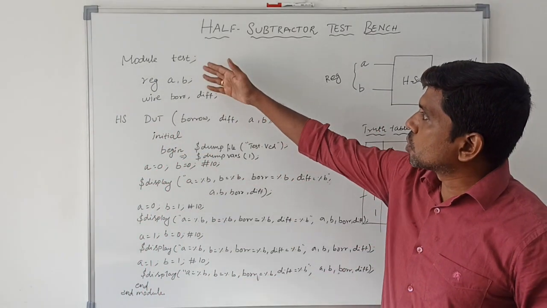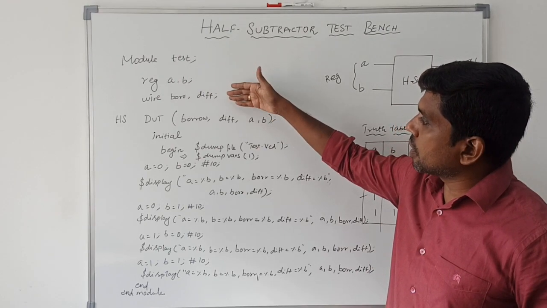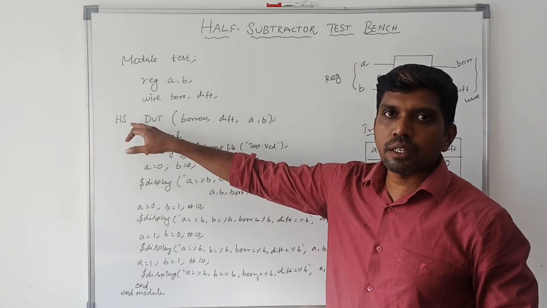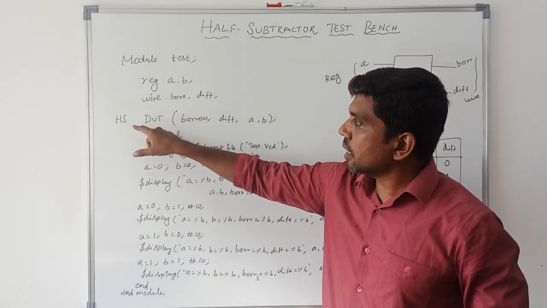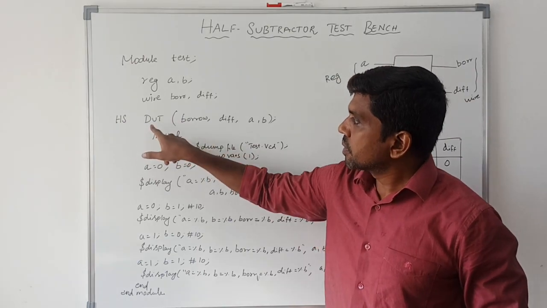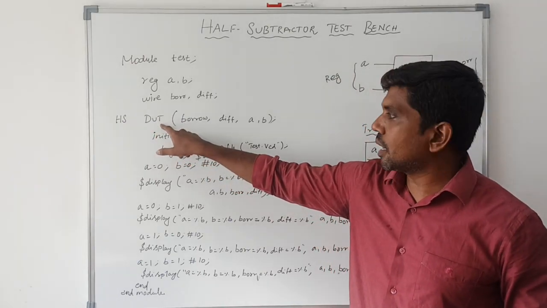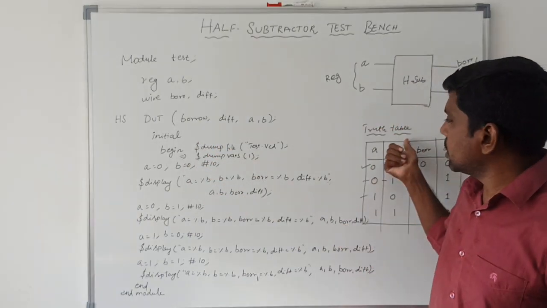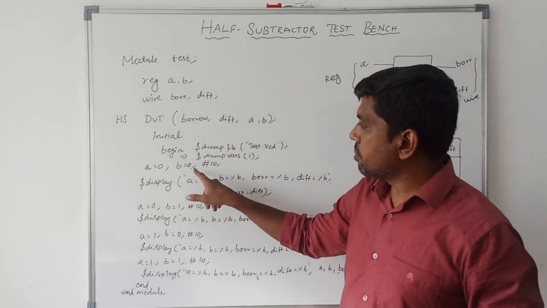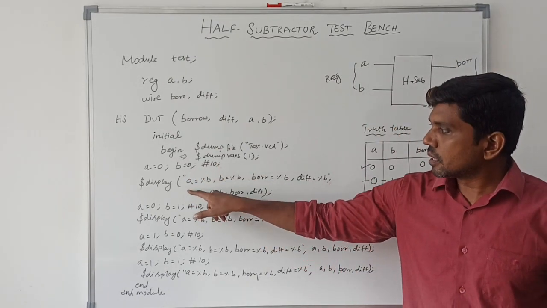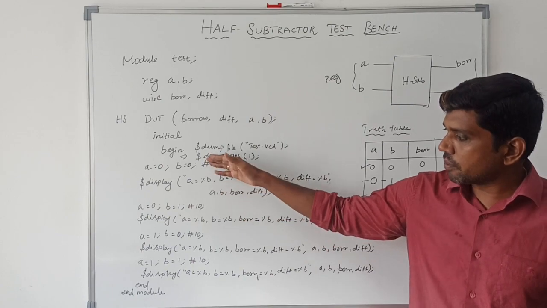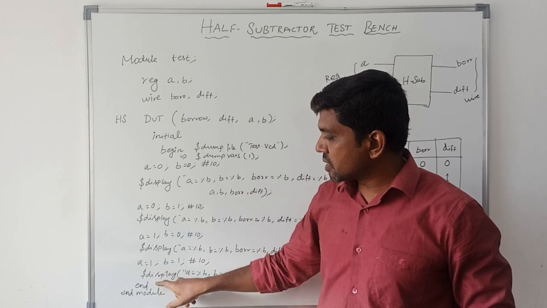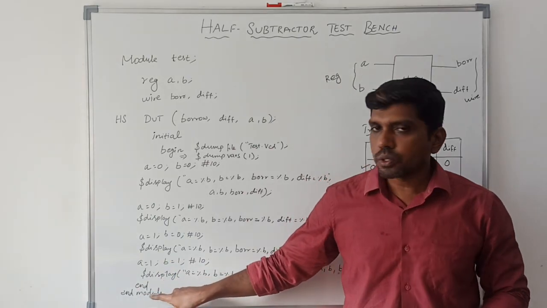Then module: module name, declare the input variables and output variables. Then HS is the module name you used while writing the Verilog HDL program. Whatever name you mentioned, you put it here. Then DUT represents device under test. Then here you send the commands based on the truth table. A value equal to 0, B value equal to 0. After 10 nanoseconds, the output will be displayed on the monitor. Likewise, you give all the conditions. Finally, you close the begin statement using end statement and also end module.